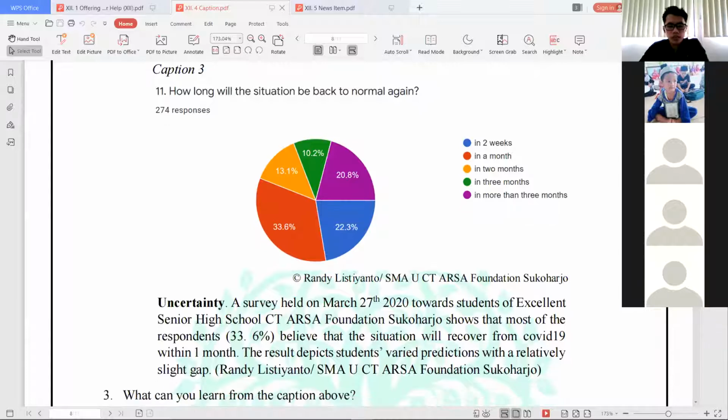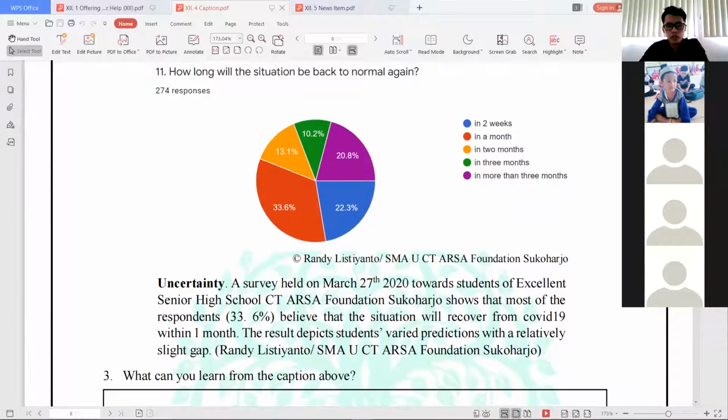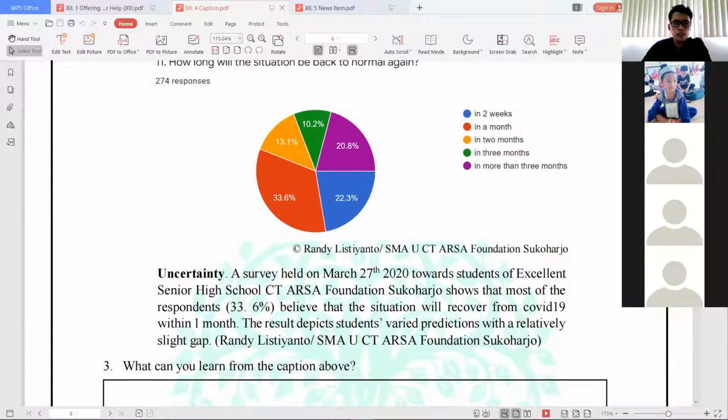Renu Listianto is the one who took the picture, and SMA Ujita Asa Foundation Sukarjo is the one releasing it. Uncertainty means something that grabs attention. The survey held on March 27, 2020 with excellent high school students at the Asa Foundation Sukarjo shows that most of the respondents believe that the situation will recover from COVID-19 within 1 month. The result depicts students' varied predictions with a relatively slight quirk.